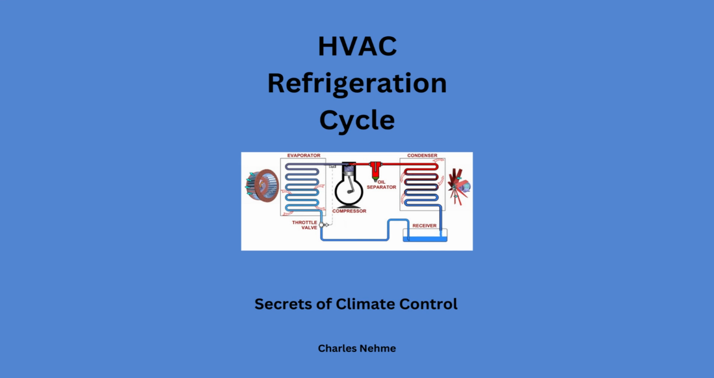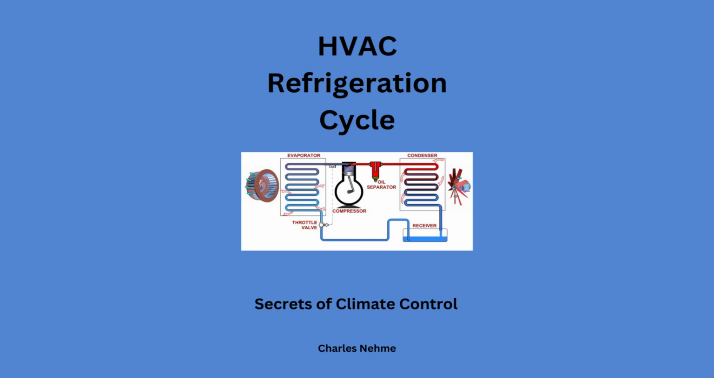3. What are the different components of an HVAC refrigeration cycle? The different components of an HVAC refrigeration cycle include: Compressor. The compressor compresses the refrigerant, which causes it to heat up. Condenser. The condenser cools the refrigerant, which causes it to condense into a liquid. Evaporator. The evaporator allows the refrigerant to evaporate, absorbing heat from the surrounding air. Expansion valve. The expansion valve reduces the pressure and temperature of the refrigerant.